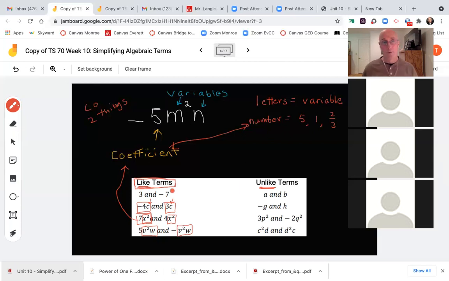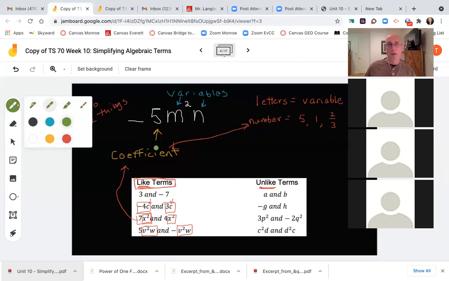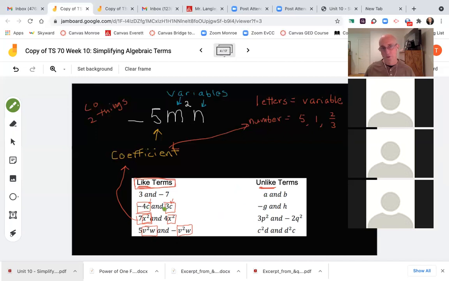All right, maybe it's helpful for some of you to think, well, give me some examples of unlike terms. So a and b are unlike. Here's why: they're different variables. You notice I said that -4c and 3c are like, they both have c. a and b are different variables, so they're unlike. You wouldn't add them together when you're simplifying terms. -g and h is the same thing as a and b: two different variables, they're not like. Now, -g and -g, or -g and 2 -g, those would be alike.